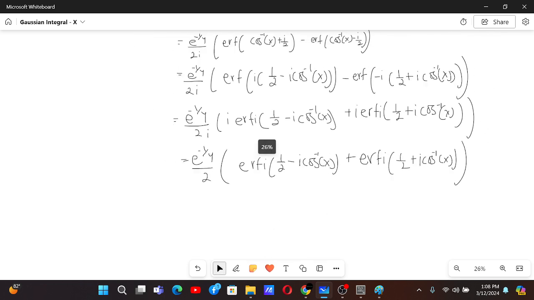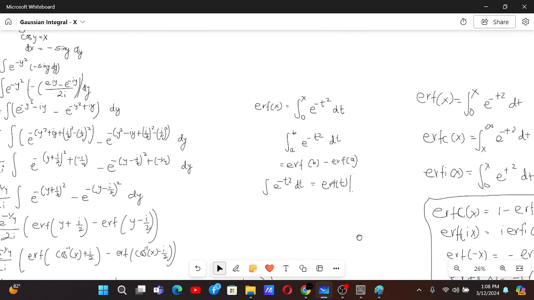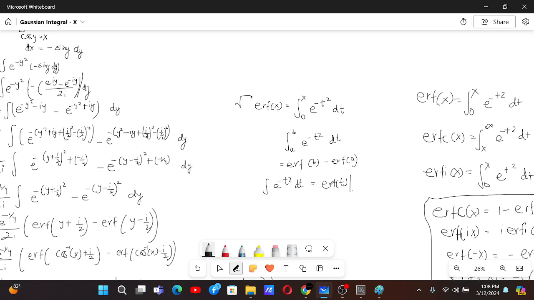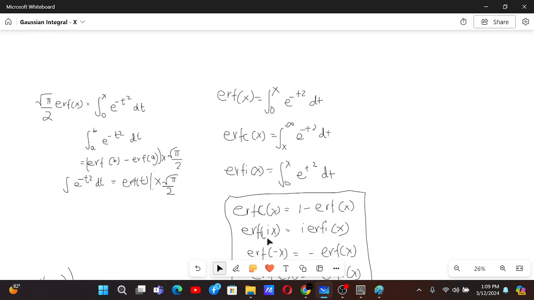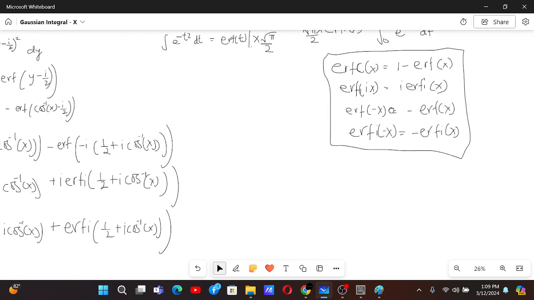Okay, the mistake over here that I made is, this is not erf function, this is root pi by 2 times erf function. This result is root pi by 2 times erf function, so this one is also multiplied by root pi by 2. This one is also multiplied by root pi by 2. Similarly all these results. This one is erf x times root pi by 2, erfc times root pi by 2, erfi times root pi by 2, and these are correct results though.